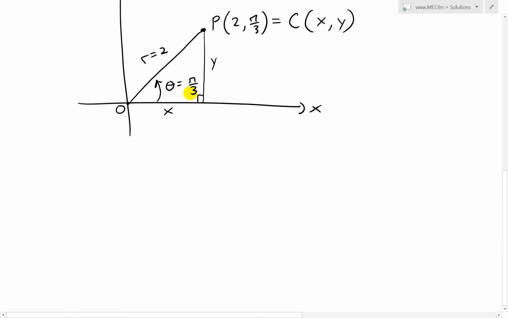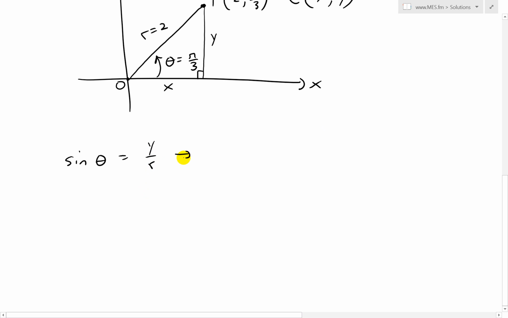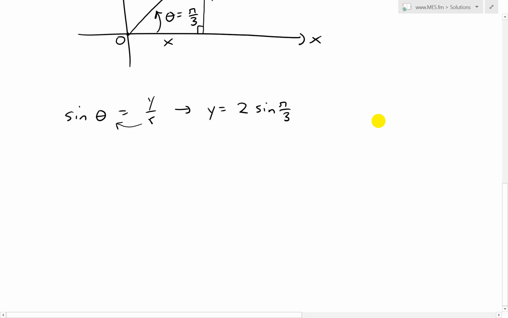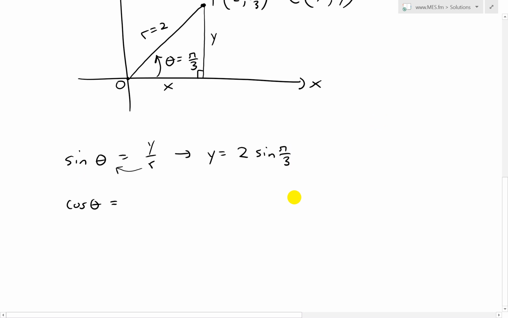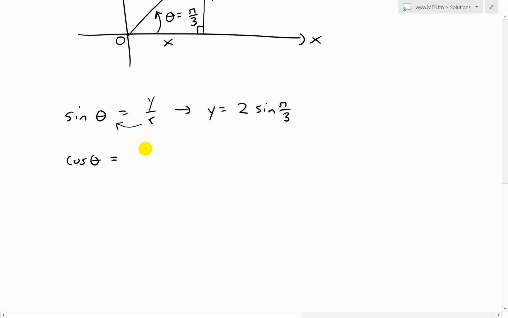As I went over before, sine theta is equal to opposite over hypotenuse, so y over r. Moving the r to the other side and writing 2 in there, y equals 2 times sine of theta, which is pi over 3. Likewise, cosine is adjacent over hypotenuse, x over r. Moving the r to the other side, x equals 2 times cosine pi over 3.